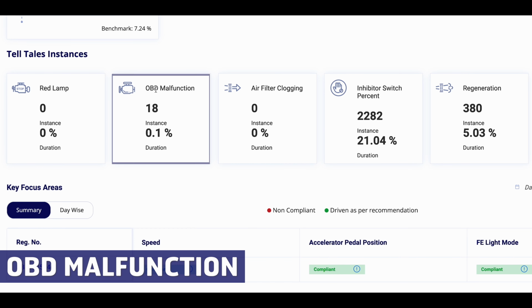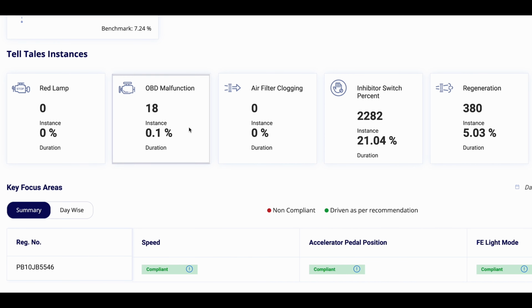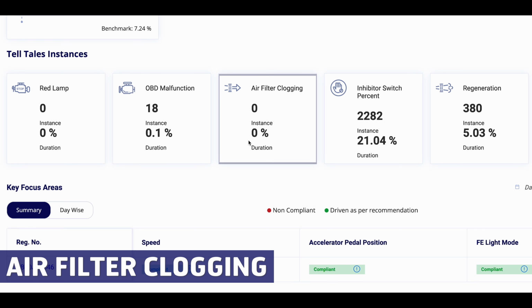The onboard diagnostics (OBD) system monitors vehicle health. This section shows the number of instances wherein 18 OBD malfunction instances were recorded, but the overall duration is minimal, 0.1%, suggesting no major OBD issues. A clogged air filter can also reduce fuel efficiency. Here we see no instances recorded for air filter clogging, again indicating good driver practices.